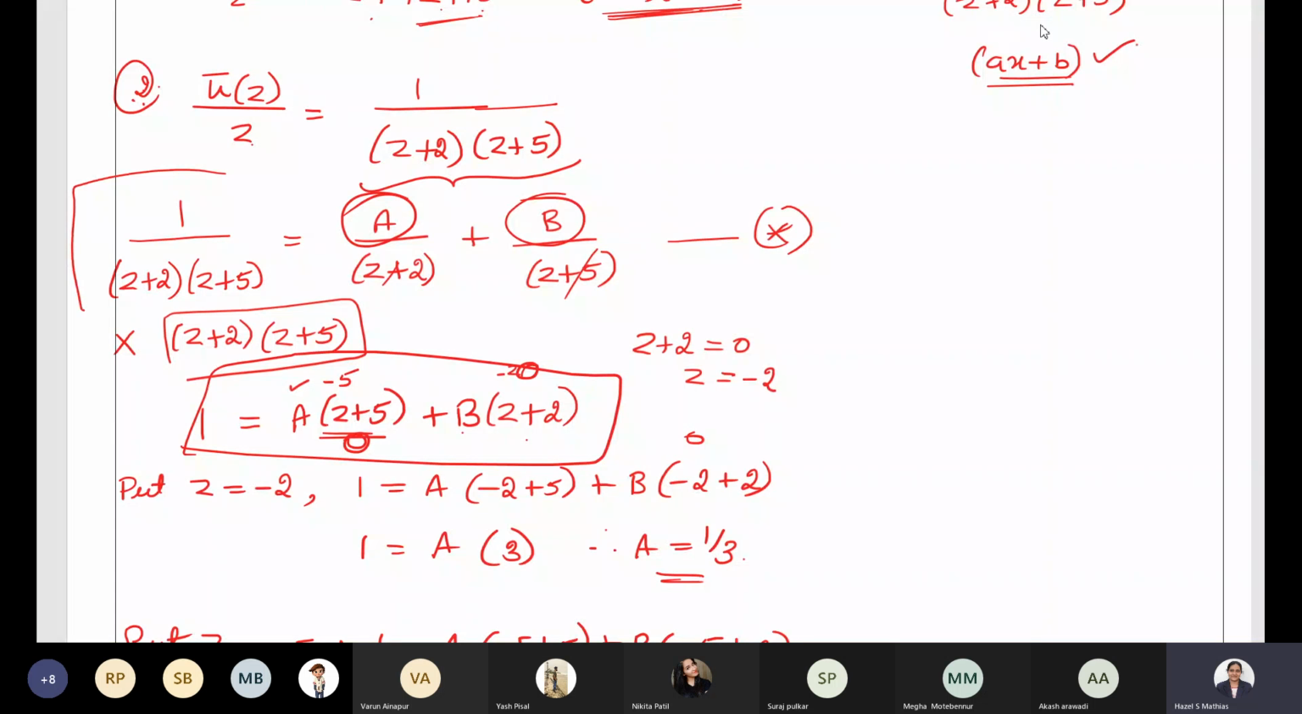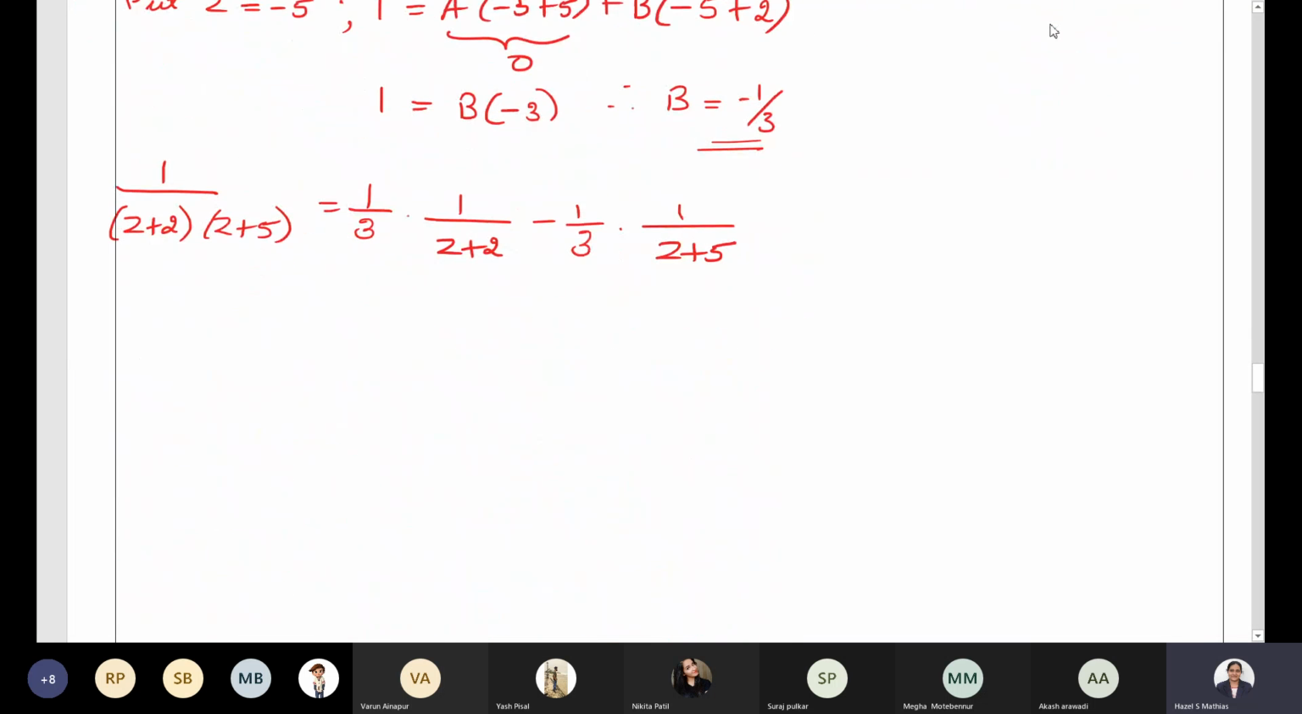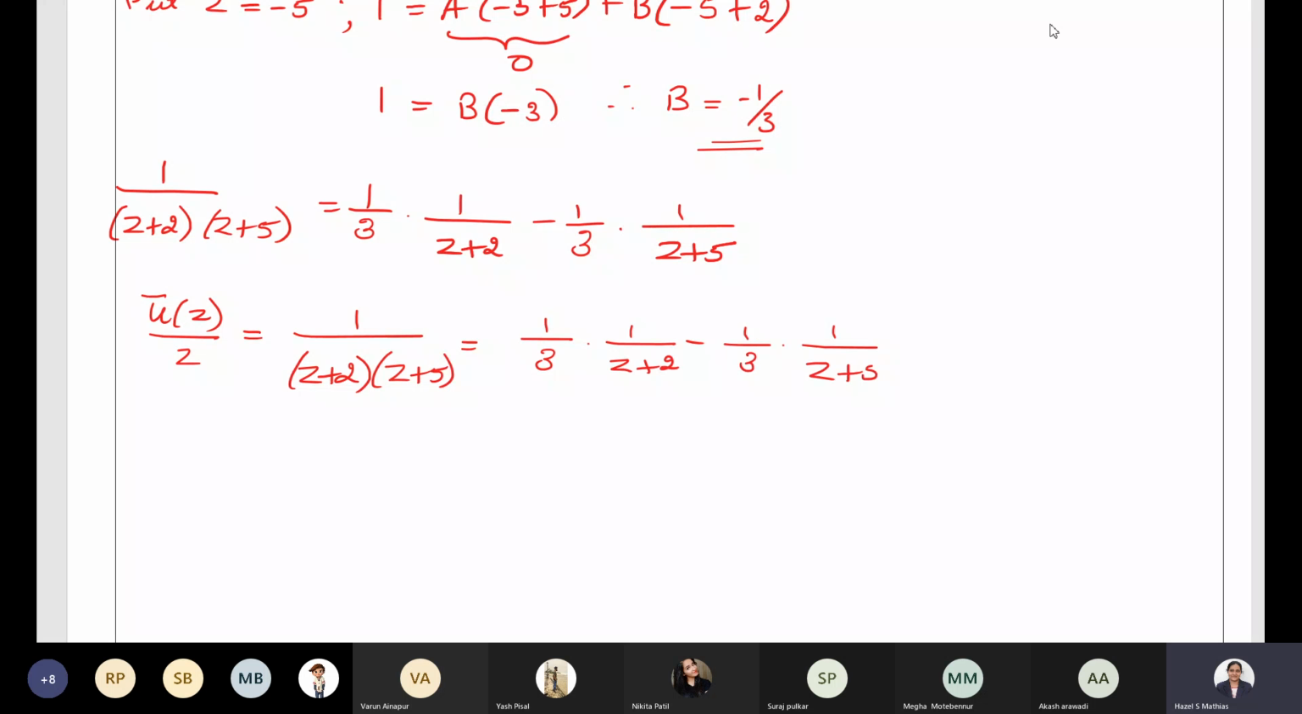Okay, and what is this? 1 by Z plus 2 into Z plus 5 is U bar of Z divided by Z. So write it over here. U bar of Z divided by Z is equal to 1 by Z plus 2 into Z plus 5, which we have split as 1 by 3 into 1 by Z plus 2 minus 1 by 3 into 1 by Z plus 5. This is how we have split it.